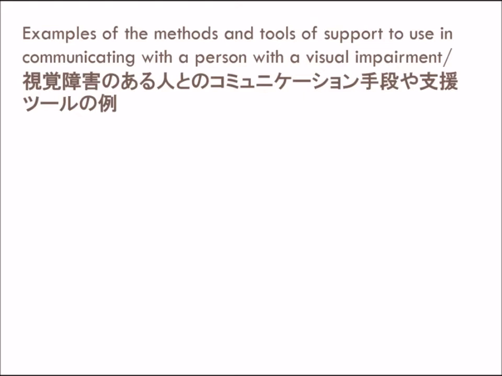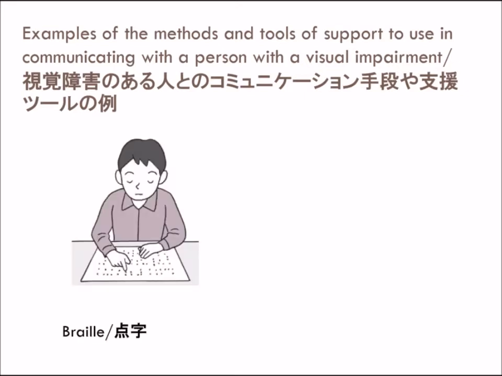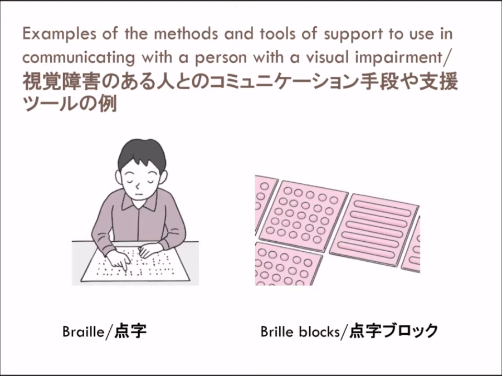Example of the method and tool of support to use in communication with a person with a visual impairment. Braille and Braille block are available as tools for communicating information with people who are blind.